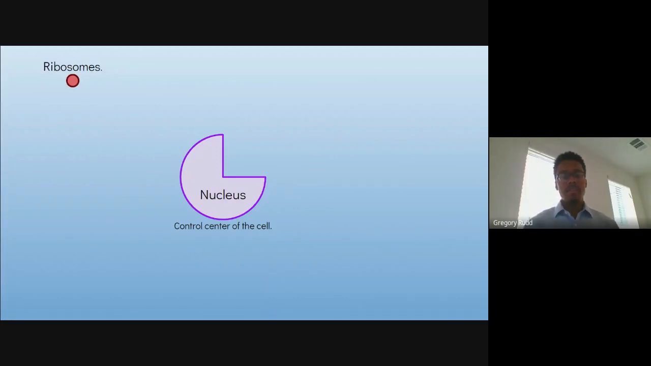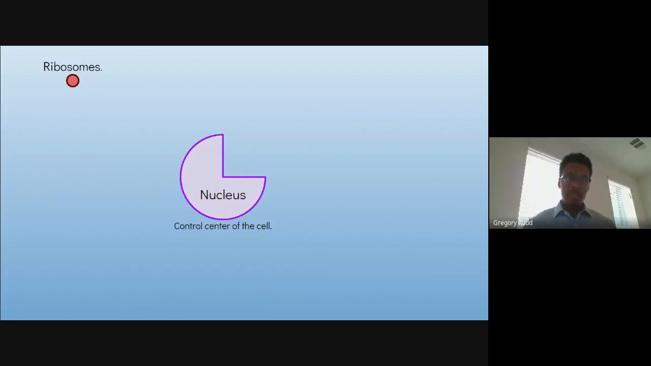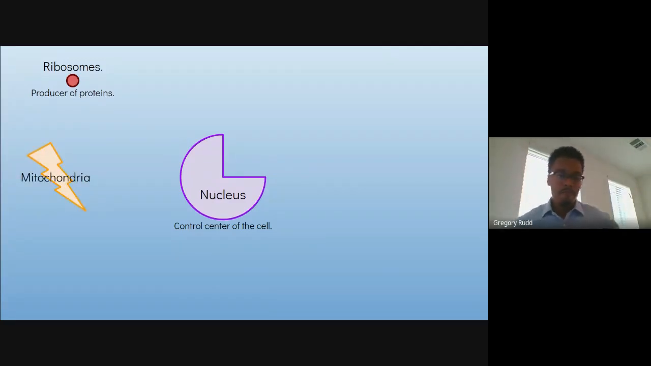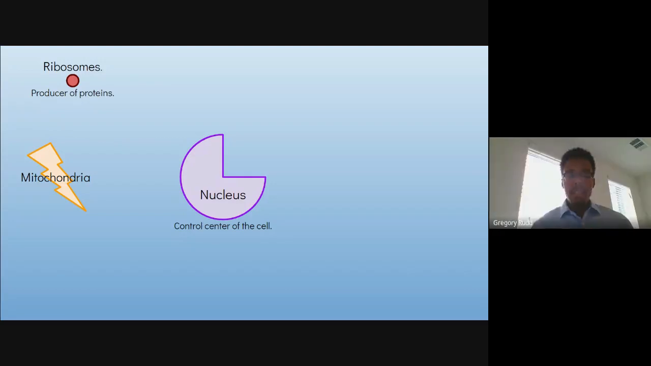Ribosomes, what do they do? Make protein. Excellent. Ribosomes produce the proteins. They synthesize the proteins. What about mitochondria? Gives it energy. Excellent. They provide energy. They are what we often call the powerhouse of the cell. They provide power.